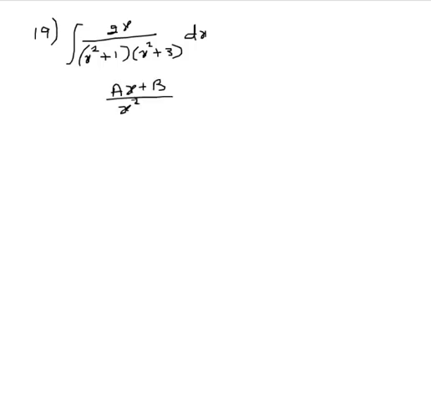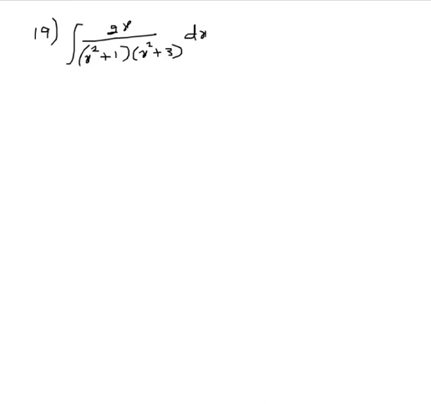Question 19. Integral 2x divided by x square plus 1 times x square plus 3 dx. We have x term in the numerator, so we cannot write it as a by x square plus 1, b by x square plus 3. Remember that. Therefore, we have to take it as ax plus b by x square plus 1, because x square plus 1 is a quadratic term. Similarly, this is also a quadratic term, so we have to use cx plus d. This is one method, but this is a longer method.